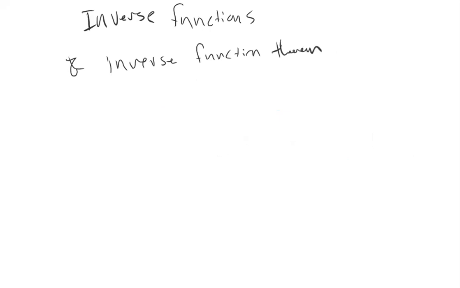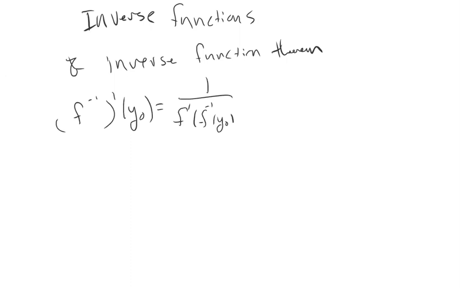I just wanted to go through the statement of the inverse function theorem again. So we have to make sure that, well, I'll write it first. So we have that f inverse prime of y naught is 1 over f prime of f inverse of y naught. Okay, and the point y naught, x naught is on the graph of f inverse, right?